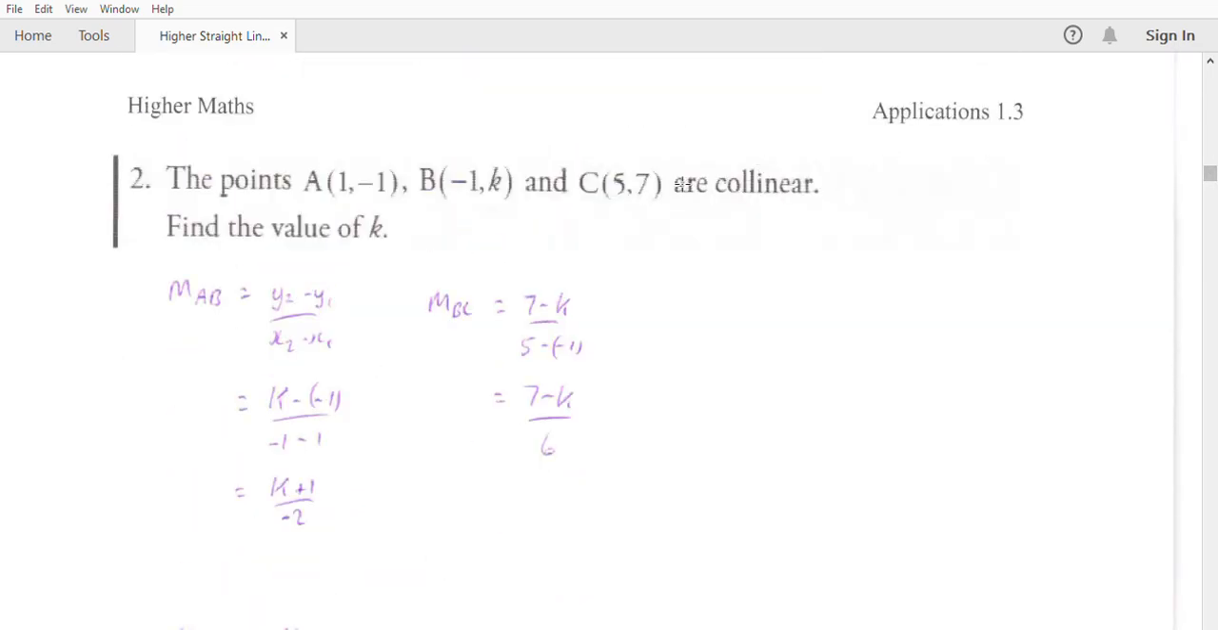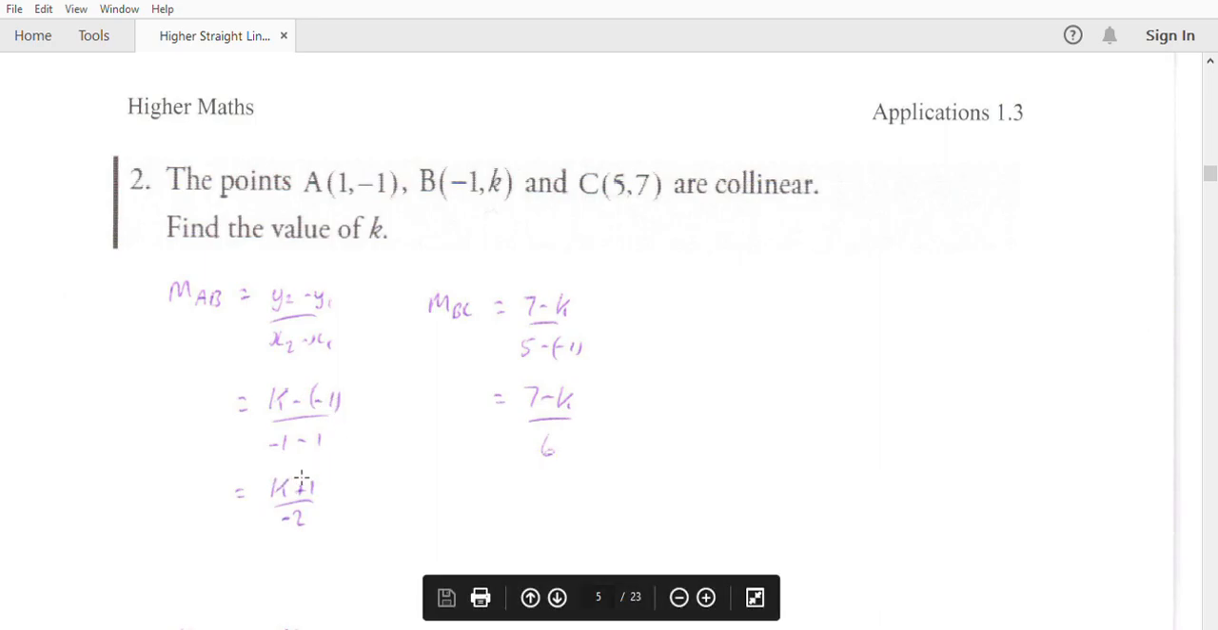Right, let's have a look at another one. The points A, B and C are collinear, so we're told they're collinear. Find the value of k. So I'm going to have a look at the gradient of the line AB. So y2 minus y1 over x2 minus x1. So here, obviously, our value of y2 is not a number term, but it's k. But we just substitute in, and we end up with k plus 1 over negative 2.